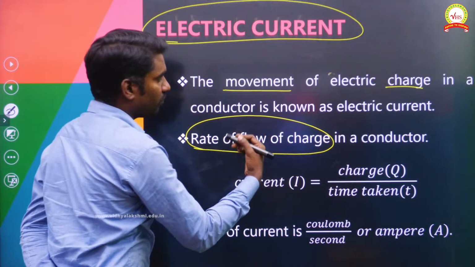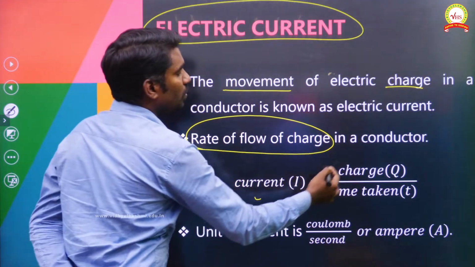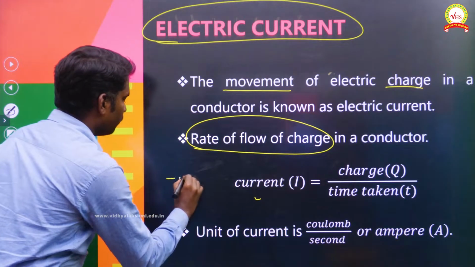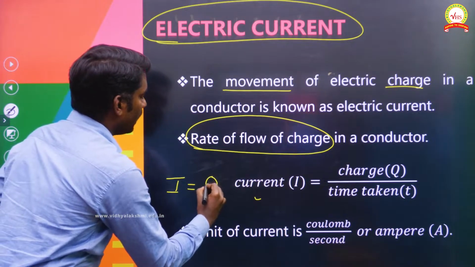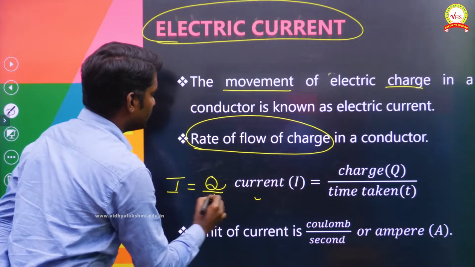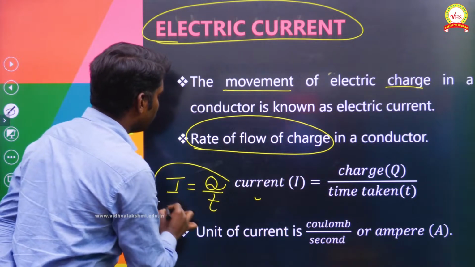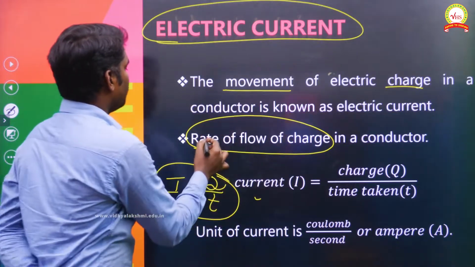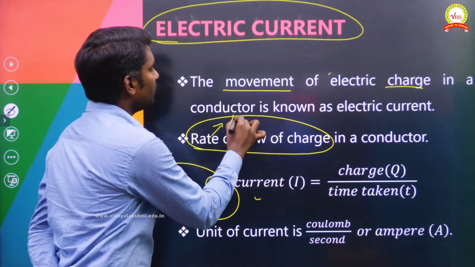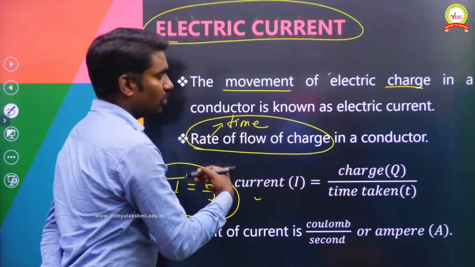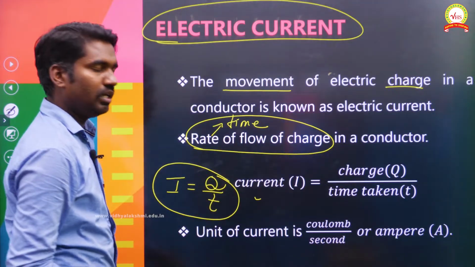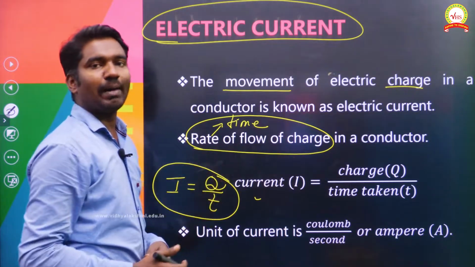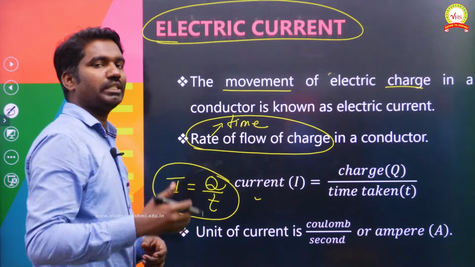How can we write it in the form of a formula? Current equals charge by time taken. The current is going to flow, so it is the rate of flow of charges. The charge flows with respect to a certain time taken. This rate is called time. So I is equal to Q by T. Here we can measure the current by using a device called an ammeter. The ammeter is a device which is used to measure the current.